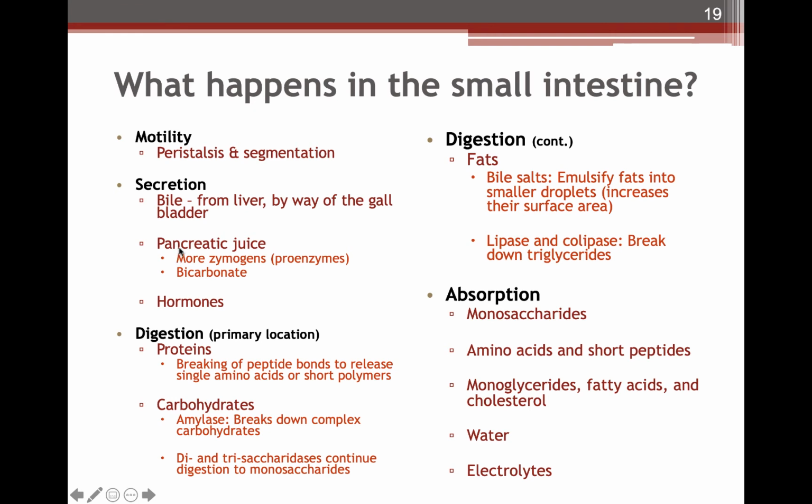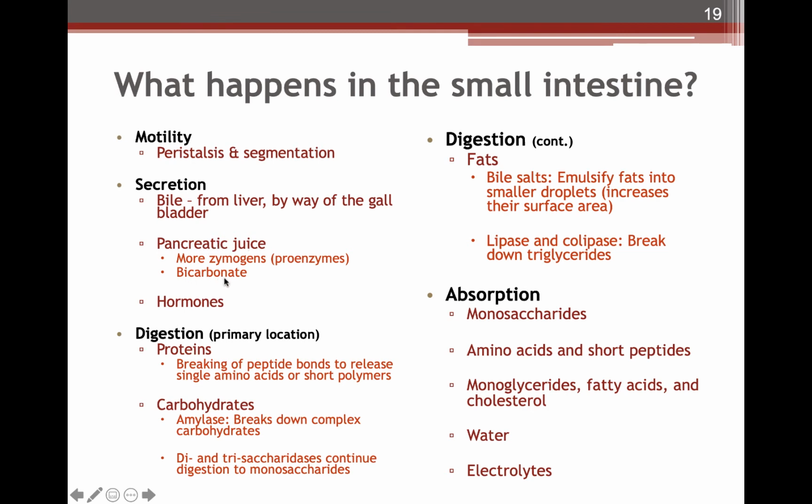There's also lots of pancreatic secretions called pancreatic juice. Lots more zymogens, proenzymes, that kind of thing. Zymogens, again, are inactive enzymes. They are activated upon entering the small intestine. And then inside this pancreatic juice is a lot of bicarbonate.